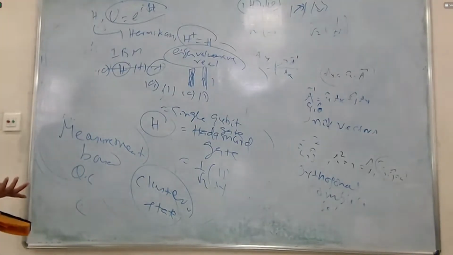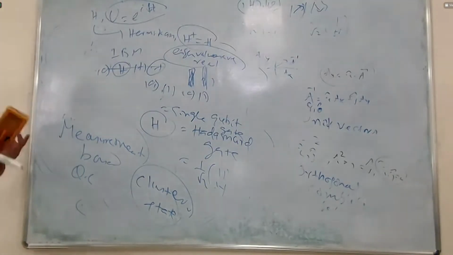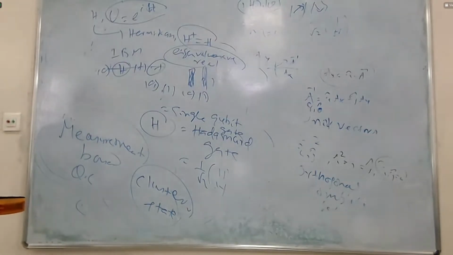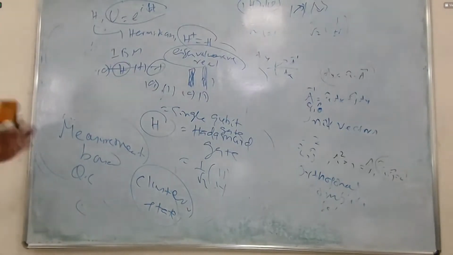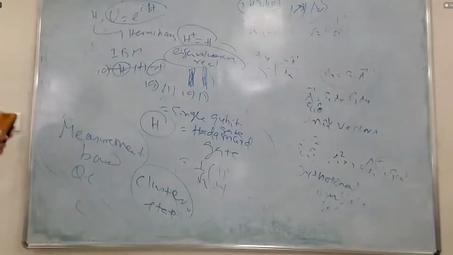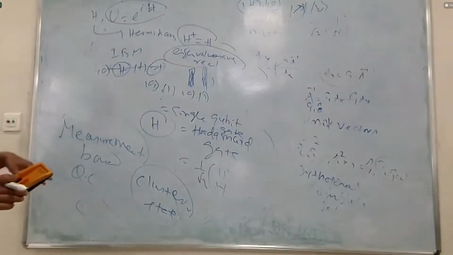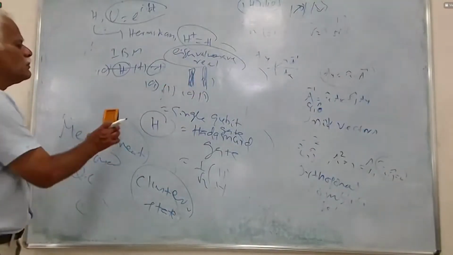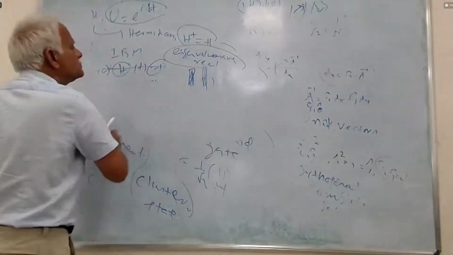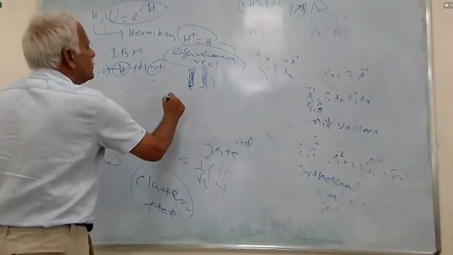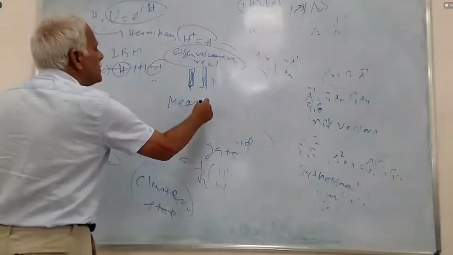0, 1, plus minus, or circularly polarized measurement also. So whatever basis you use, one measurement will lead to collapse. Many measurements will lead to statistics. So this is called measurement statistics.